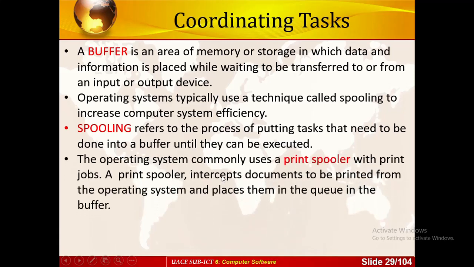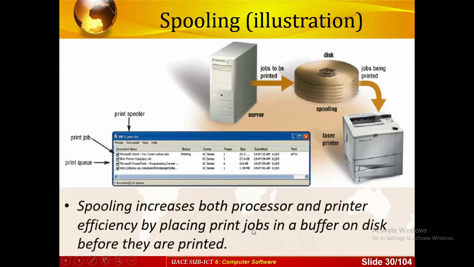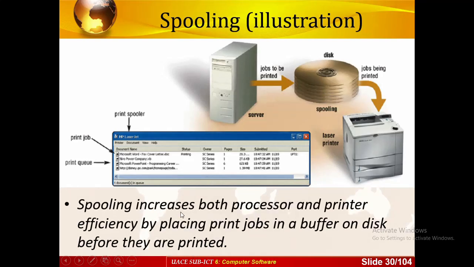Spooling always happens in what we call a print spooler. That's during printing of a document. That's when spooling is majorly used. So a print spooler intercepts documents to be printed from the operating system and places them in a queue in the buffer. So we're going to look at how spooling operates. Spooling increases both processor and print efficiency by putting print jobs in the buffer and on the disk before they are printed.